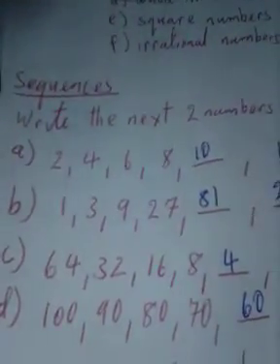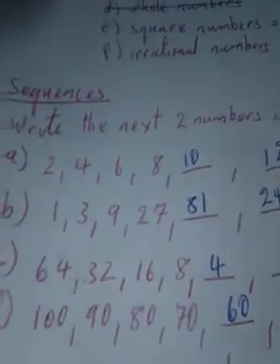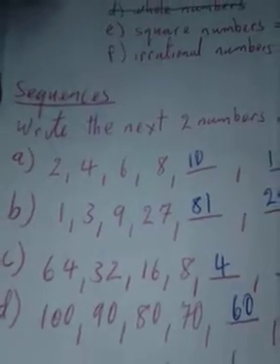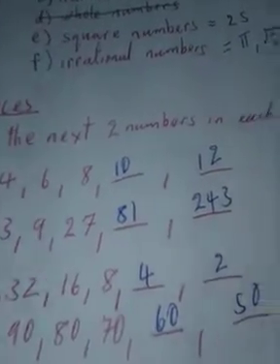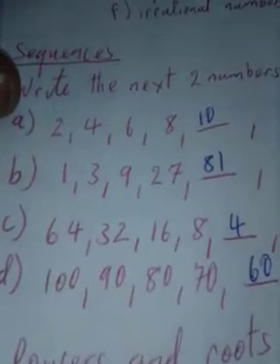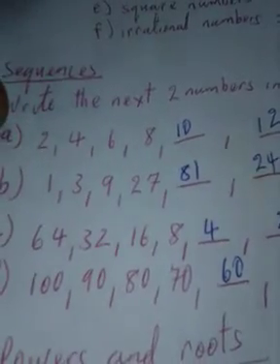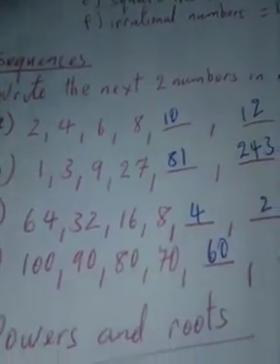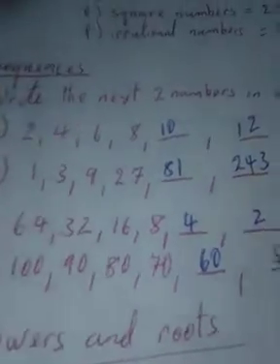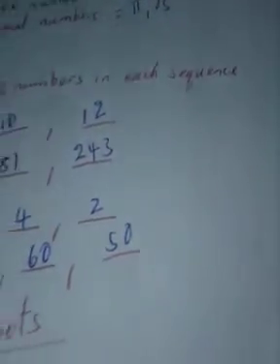64, 32, 16, and 8, and 4. What are we doing? We are dividing by 2. So 4, and then 4 divided by 2 is 2. Now finally, if we are decreasing, once again we are either subtracting or dividing. In this instance, we are subtracting by 10. So next numbers will be 1650.